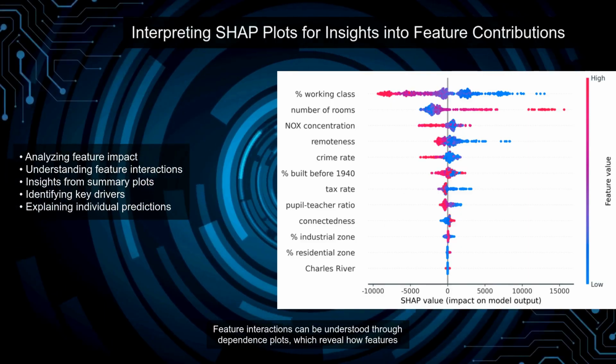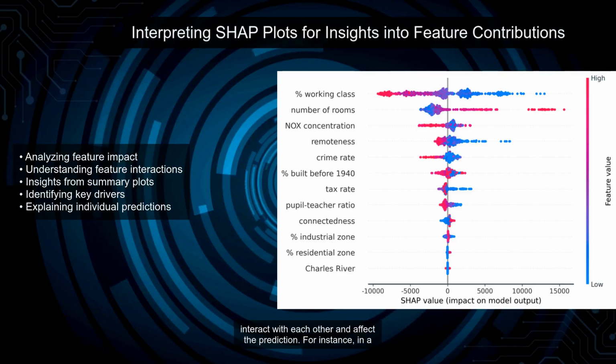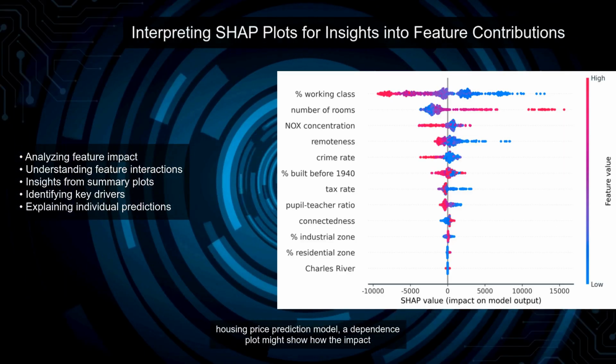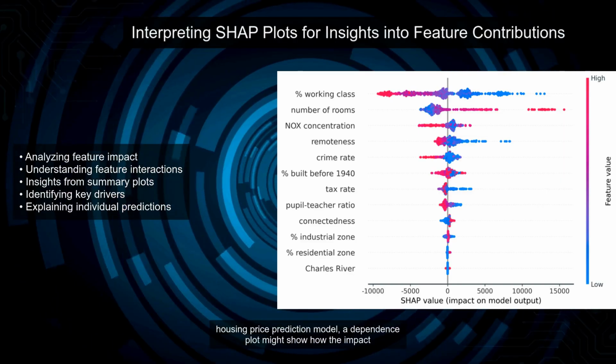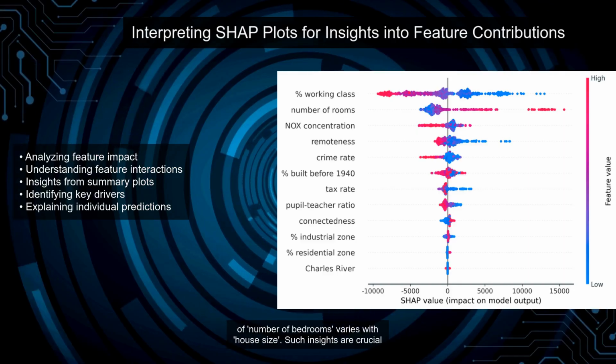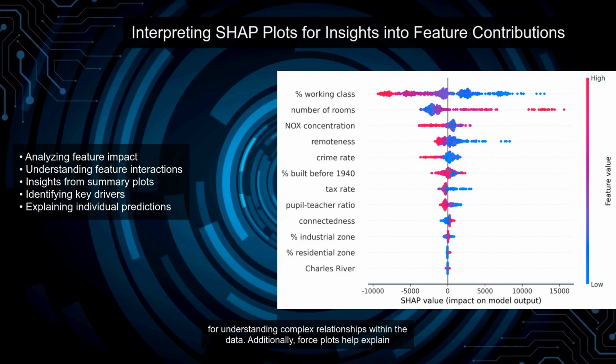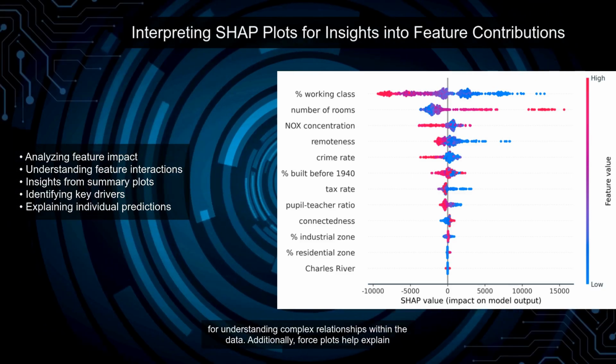Feature interactions can be understood through dependence plots, which reveal how features interact with each other and affect the prediction. For instance, in a housing price prediction model, a dependence plot might show how the impact of number of bedrooms varies with house size. Such insights are crucial for understanding complex relationships within the data.